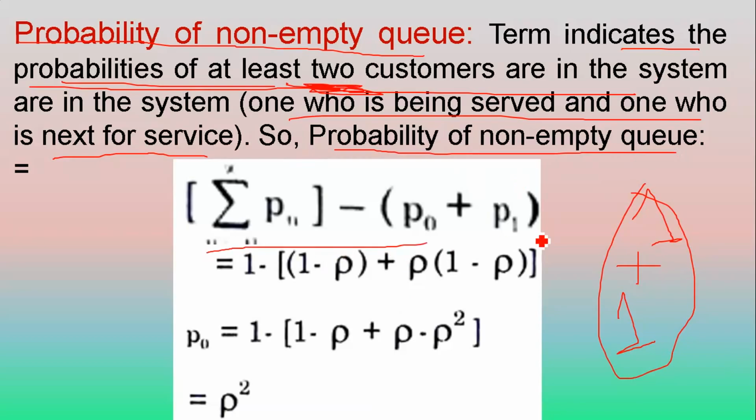You don't need to worry about the derivation. The final is nothing but summation. Sigma means summation n is equal to 0 to infinity pn minus p0 plus p1, that is 1 minus rho plus rho into 1 minus rho. The final answer will be rho square, right? Probability of non-empty queue is equal to rho square.